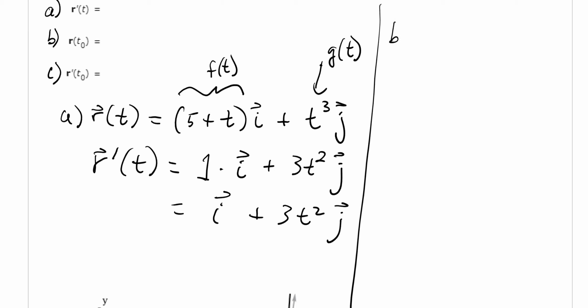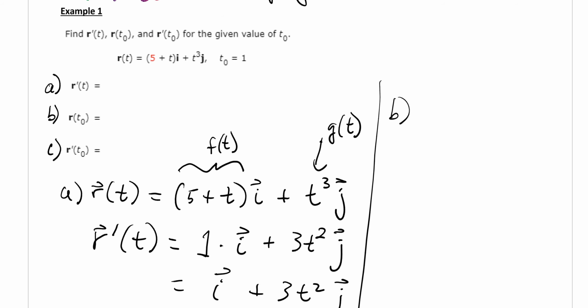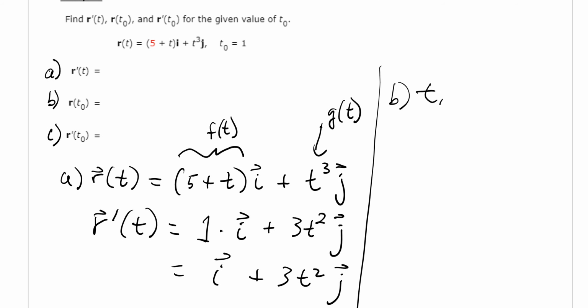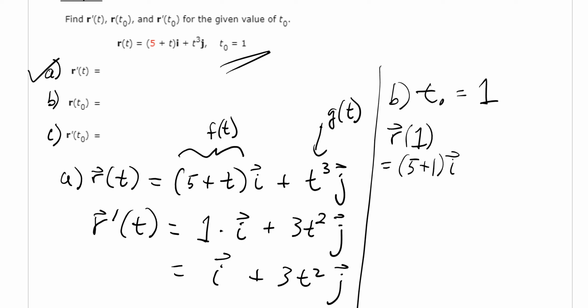And part B, in example 1, is to take a specific value, t0 of 1, that's given to us, and substitute it in to find, first, the function. In part B, it says r of t0, which is r of 1. So that would be 5 plus 1 times i plus t to the third, so 1 to the third times j. And that would be 6i plus j.